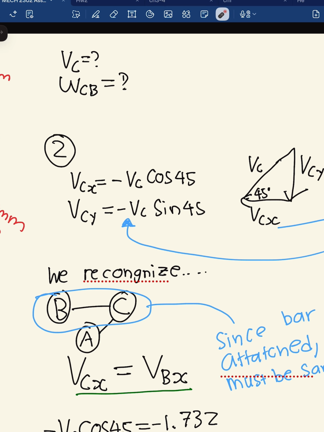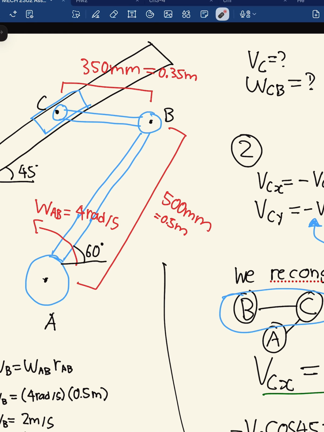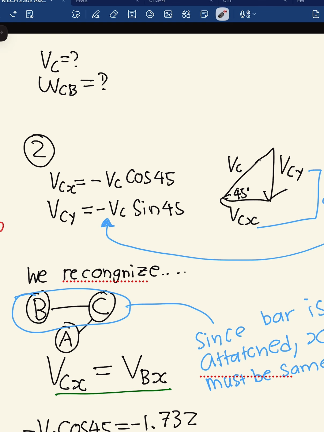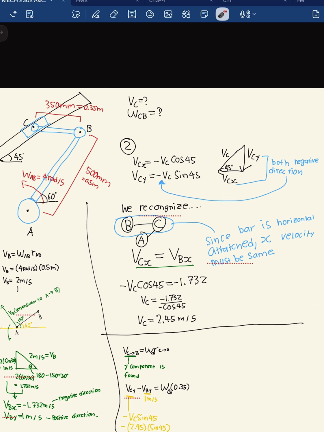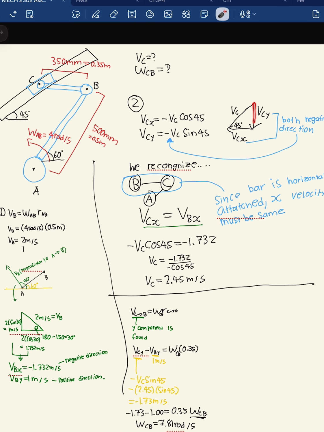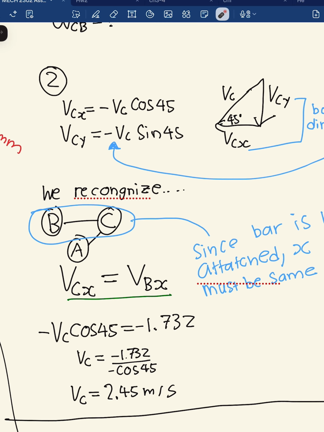Second, we set the equation for x and y component of velocity c, given that angle is 45 degrees to horizontal for velocity c. We can set these two equations. Now, negative for both of them because they both point towards a negative direction, which is down and left.